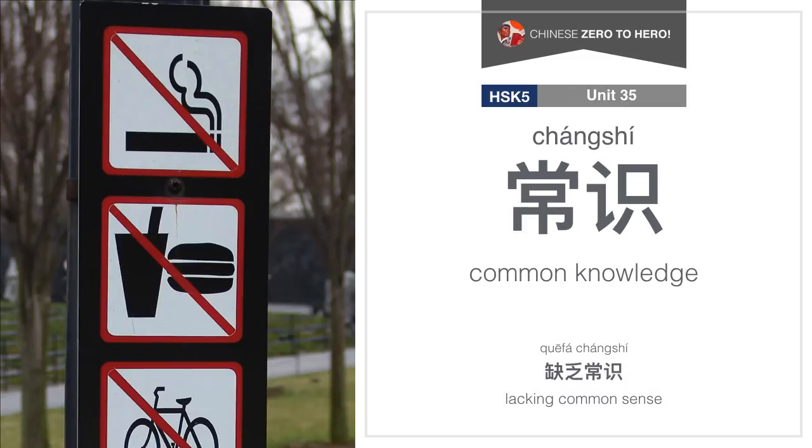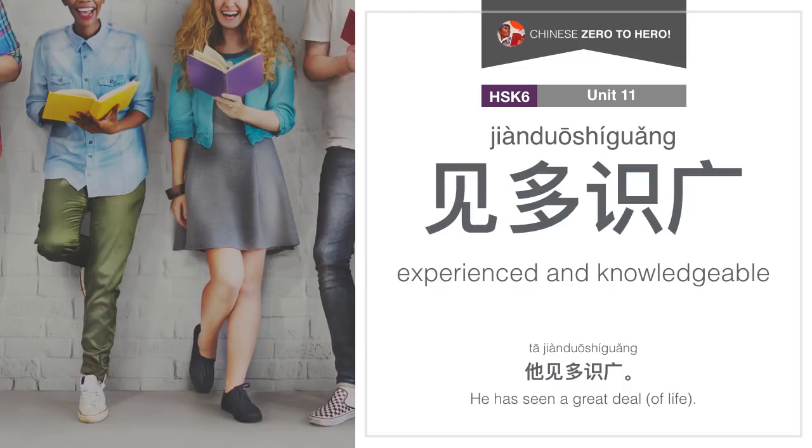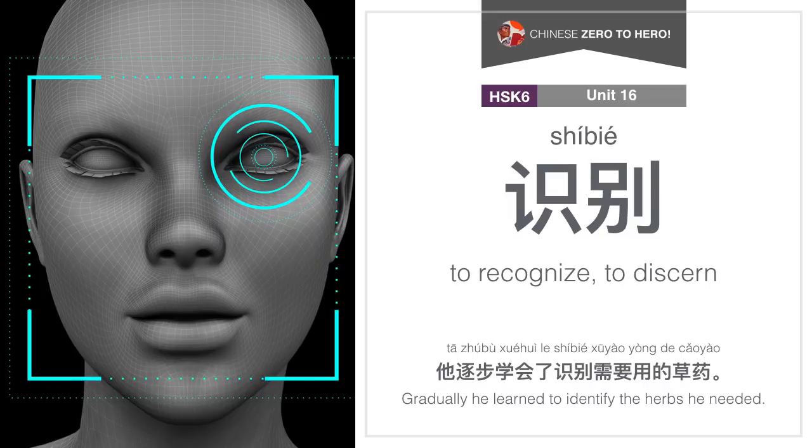In HSK 5, we learn 常识 meaning common knowledge or common sense. 缺乏常识 lacking common sense. And in HSK 6, we learn the idiom 见多识广 meaning experienced and knowledgeable. 他见多识广 He has seen a great deal of life. In HSK 6, we also learn 识别 meaning to recognize or to discern.